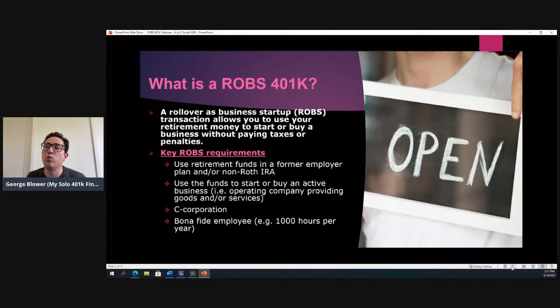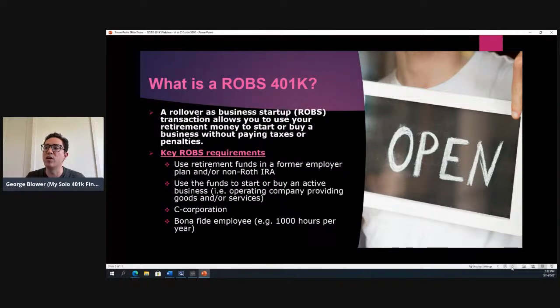That would allow someone to use retirement money to start or buy a business without having to pay taxes or penalties. So for example, you could roll over money from a former employer plan or a non-Roth IRA, and then use the funds to buy a business. Say if you want to buy a business from someone else that's not related to you, or start a brand new business. Could really be anything, any type of goods or services business.